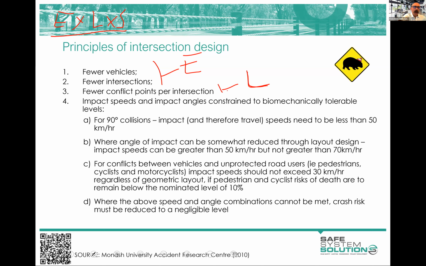Then we're talking about, okay, what is left there? We want to think about the speed of vehicles and the angle of vehicles. This is when we're talking about vehicle-to-vehicle crashes, speeds and angles, and bring those back to biomechanical tolerances. So we talked about this last time. We had those graphs, but we're talking somewhere around that 50 kilometers per hour for a right angle crash, a T-bone style crash. Somewhere a little bit above that when you can get a bit more angle on it.